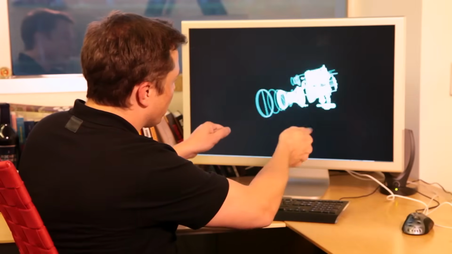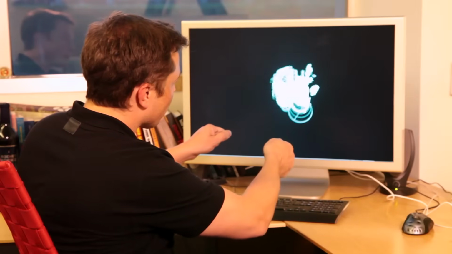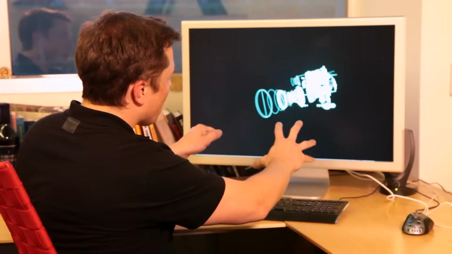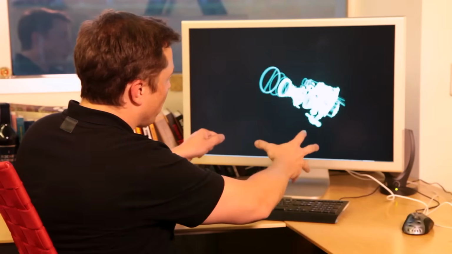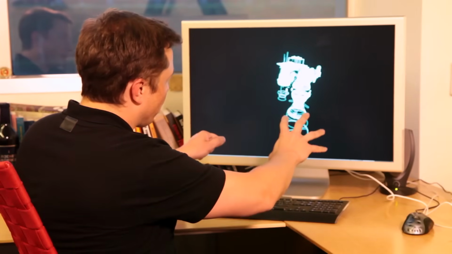And then you can also spin it, and then catch it. So this is kind of fun, a fun way to interface with what is really a very complex model.